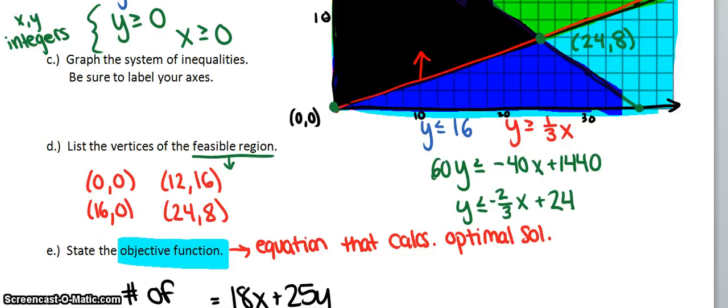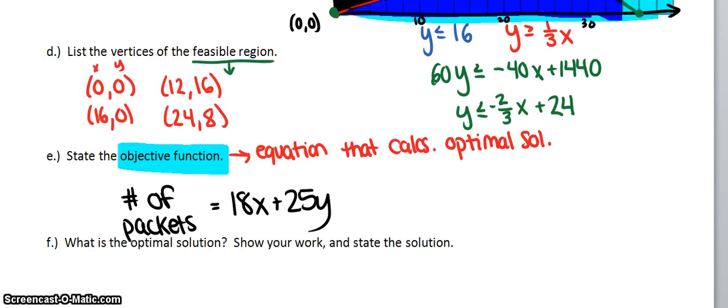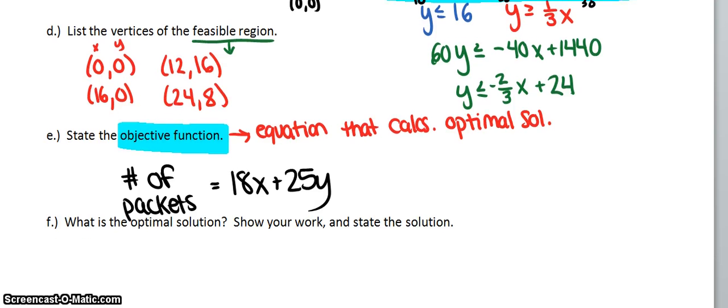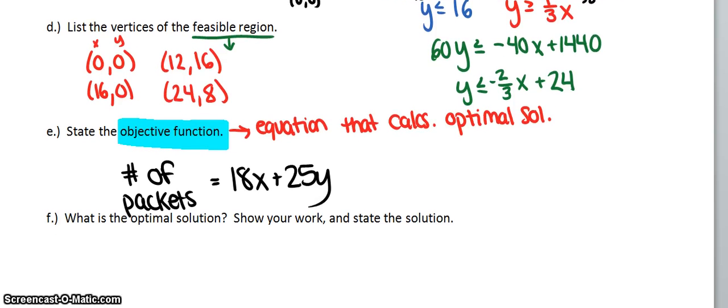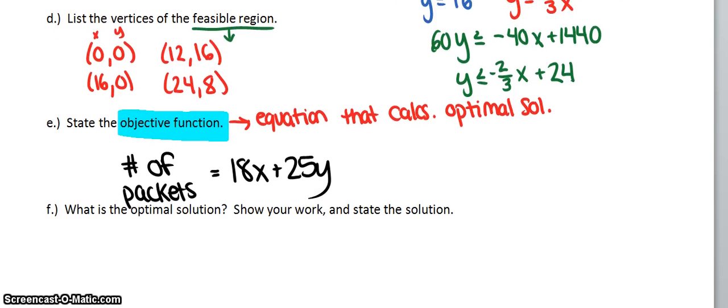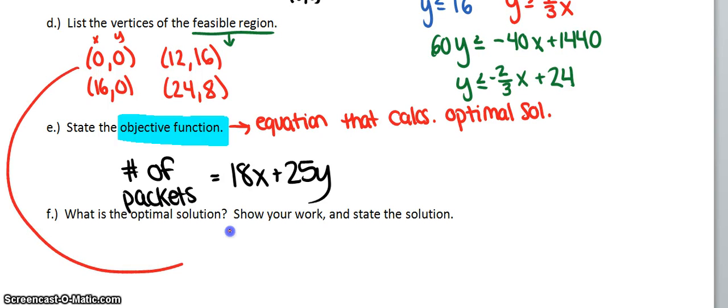Now the reason I need to know the vertices is because the vertices represent my x value and my y value. So this means x is 0 and y is 0. And in order to determine what my optimal solution is, I need to figure out which x value and y value will produce the most amount of packets. So I'm going to use these vertices and plug them into my objective function and see which one is going to produce the most packets. So which combination is the best?